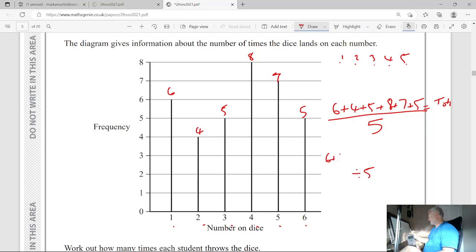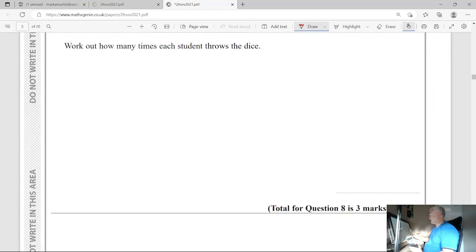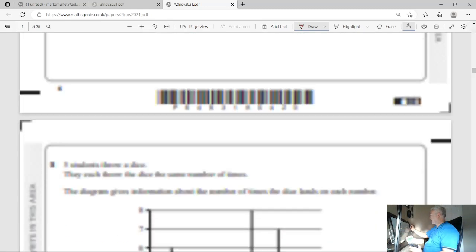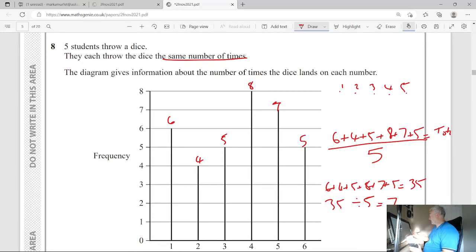So I could do 6 plus 4 plus 5 plus 8 plus 7 plus 5 equals 35, and then 35 divided by 5 gives me an answer of 7. So my answer on this one, work out how many times each student throws the dice. They throw it 7 times. And that's the workings that goes with that.